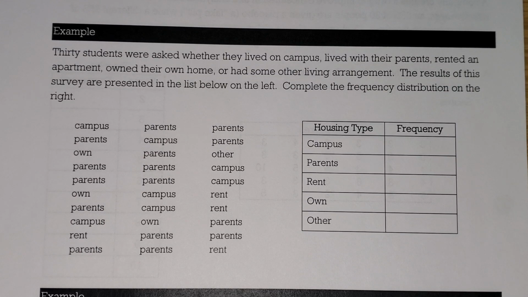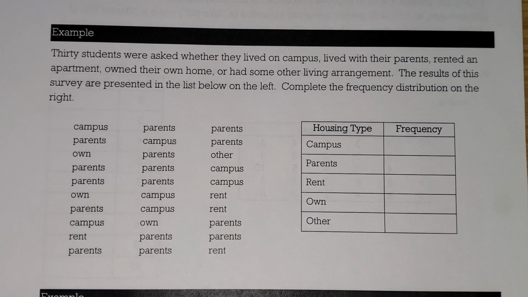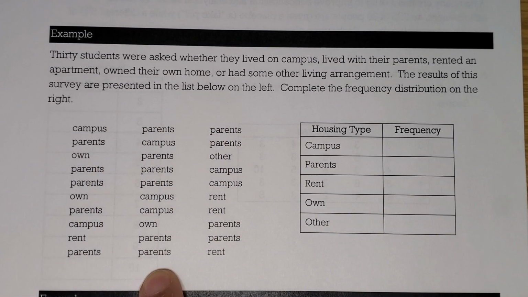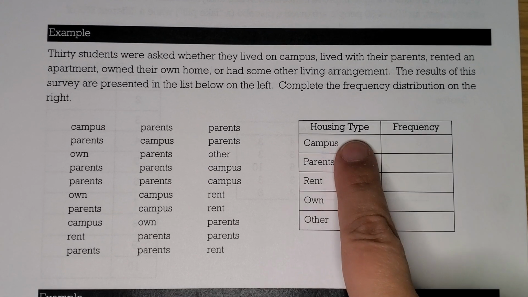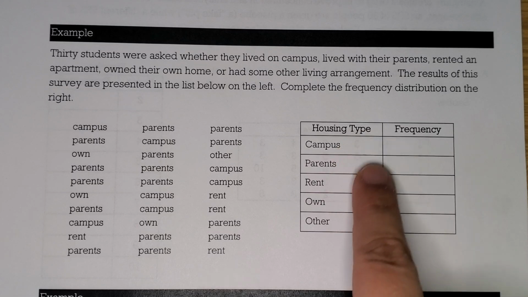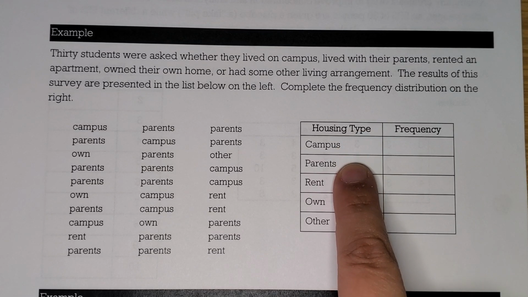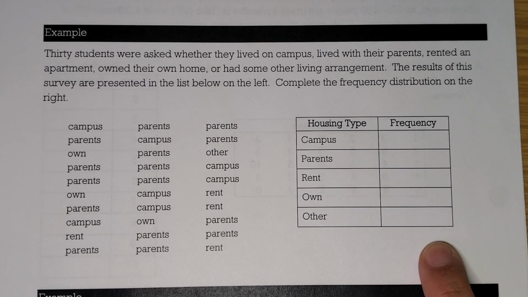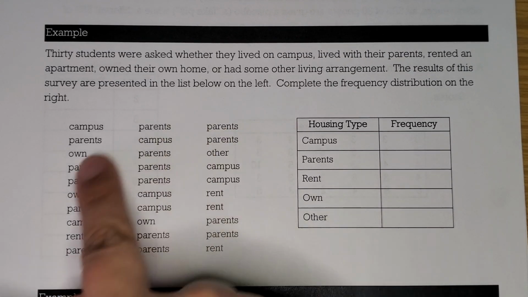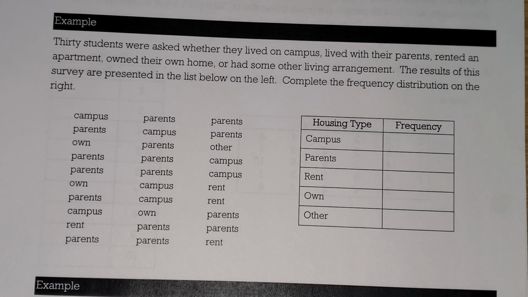The example says 30 students were asked whether they lived on campus, lived with their parents, rented an apartment, owned their own home, or had some other living arrangement. The results of the survey are presented in this list over here, and we're going to create the frequency distribution. In your frequency distribution, each of the categories has been listed: whether they lived on campus, with their parents, if they rented, if they owned their own place, or if they had some other living arrangement. And we want to see how many times each of those categories came up in the survey. So that's what we're going to be doing.